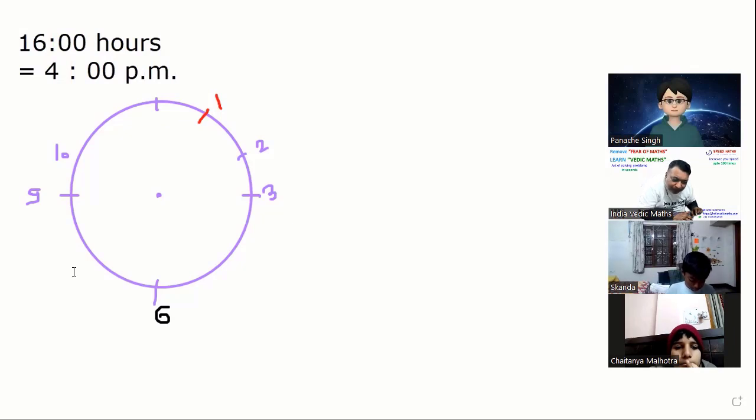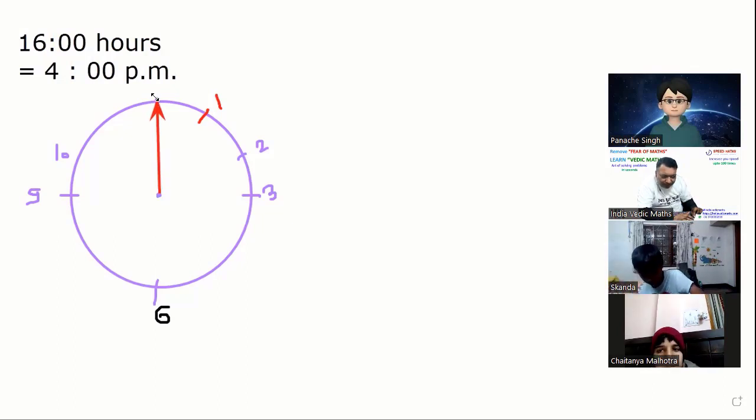Obtuse angle, sir. It will be an obtuse angle. Let's check at 4 p.m. At 4 p.m., the minute hand will be at the 12. Everybody agree? Where will the smaller hand, the hour hand, be? Exactly at 4, sir. So the smaller angle, what will it be? Right angle, obtuse angle, or acute angle?